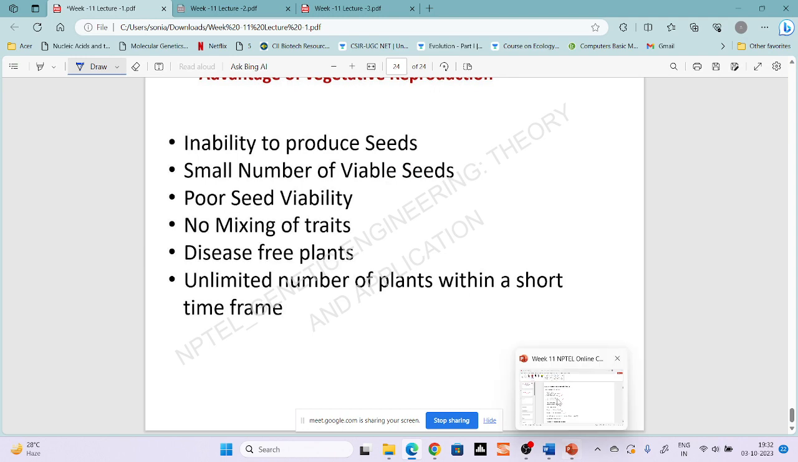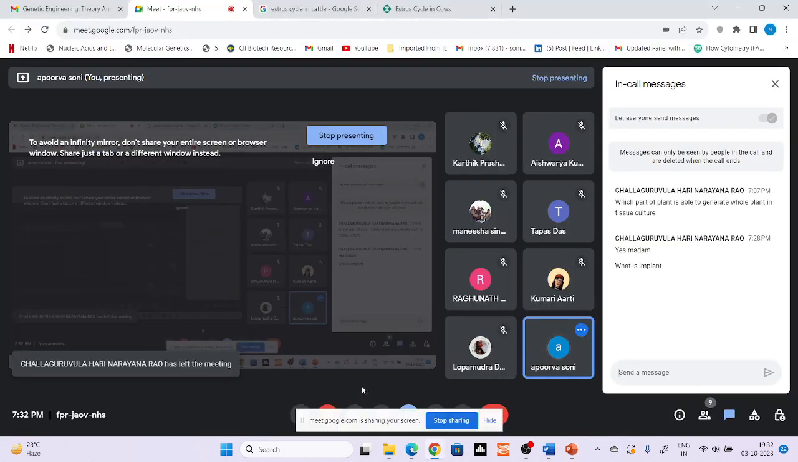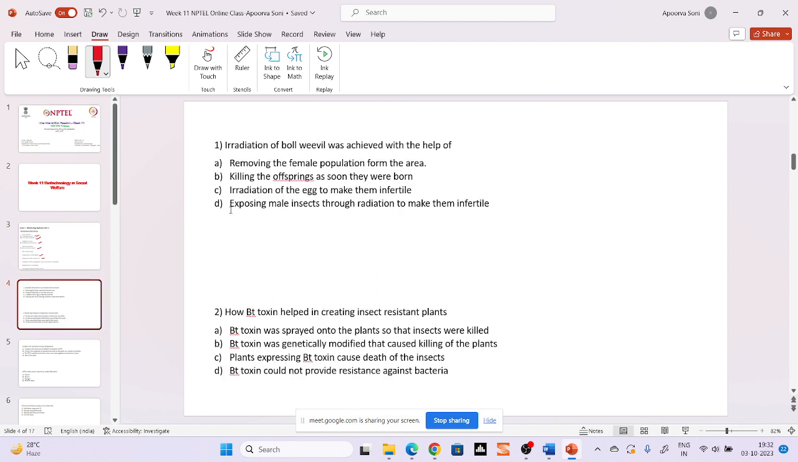Now we'll quickly try to solve some questions, and then we'll move to what is implant. Okay, first we'll do some questions.